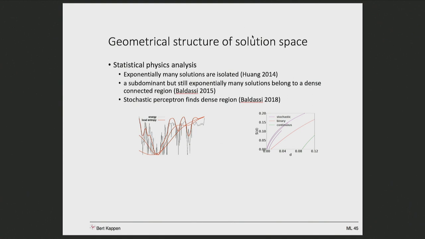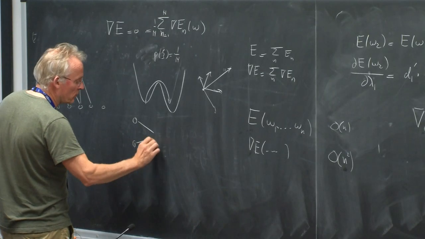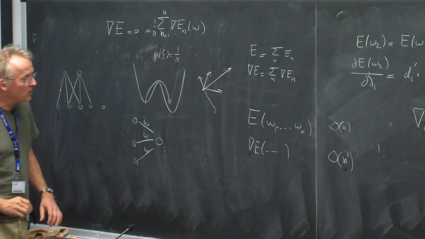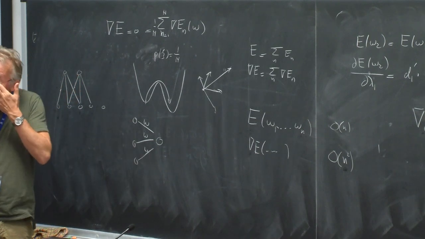If you do the perceptron problem, we have again the perceptron, and here we have weights W, and we now ask ourselves what the solution is.